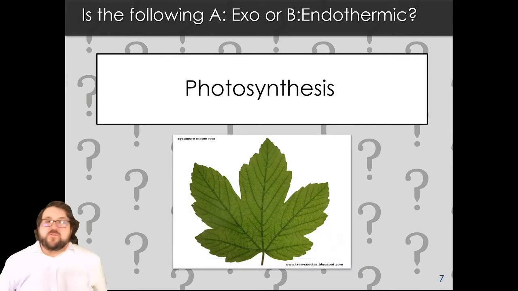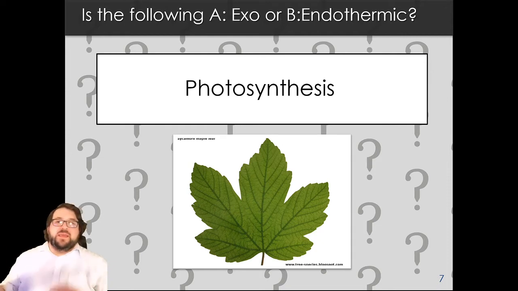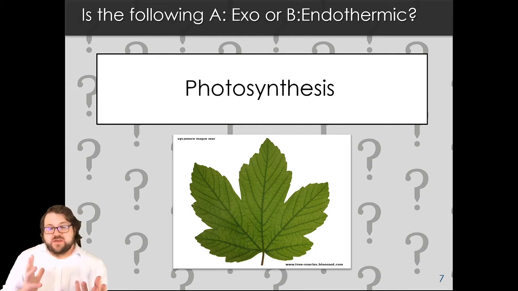Oof. Photosynthesis. This one's an interesting one. So again, give it a quick think. Okay, so photosynthesis involves the sunlight being taken in by the leaves themselves, and the leaves then use that energy to take carbon dioxide and water and make it into sugar. So the fact that the leaf has to take energy in means that this is an endothermic change.